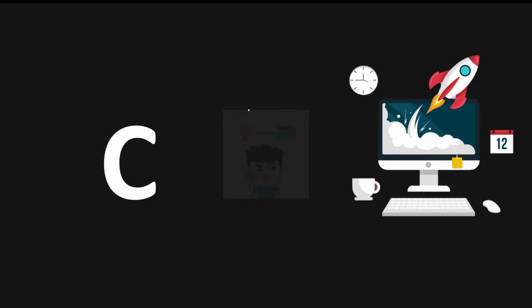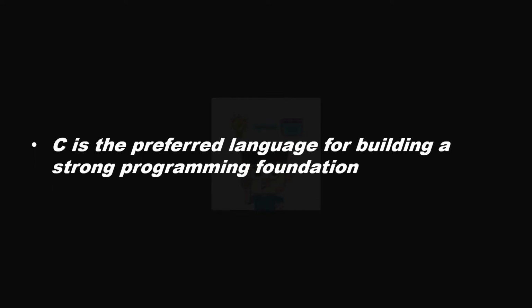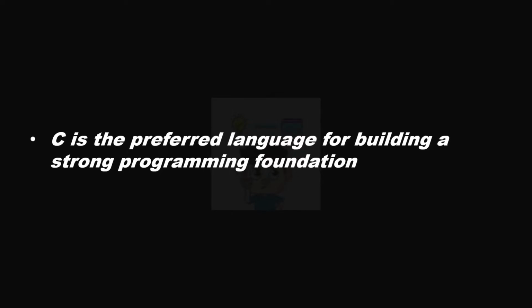So friends, any programming language, for example, C++, Java, Python, is made to communicate properly with our computer. And here we will learn about the C language. So C is the preferred language for building a strong programming foundation.